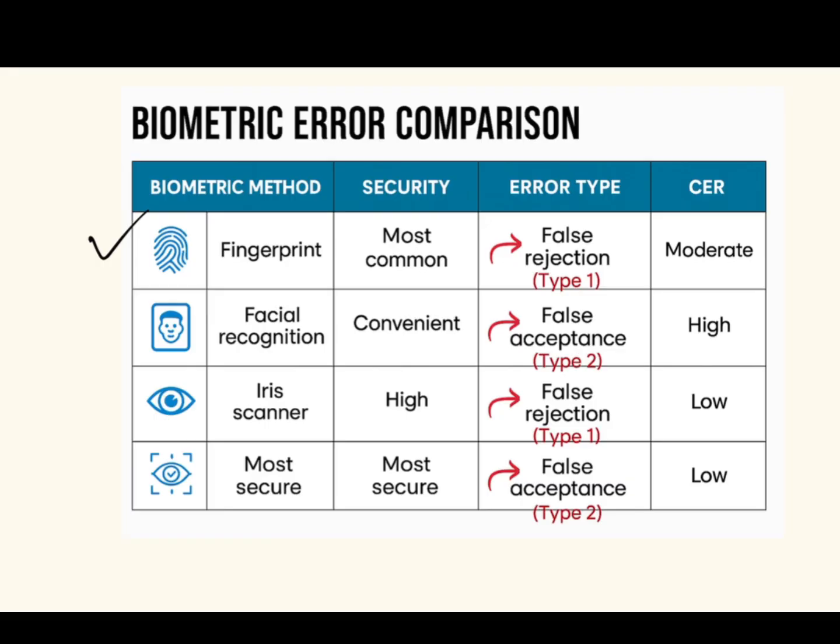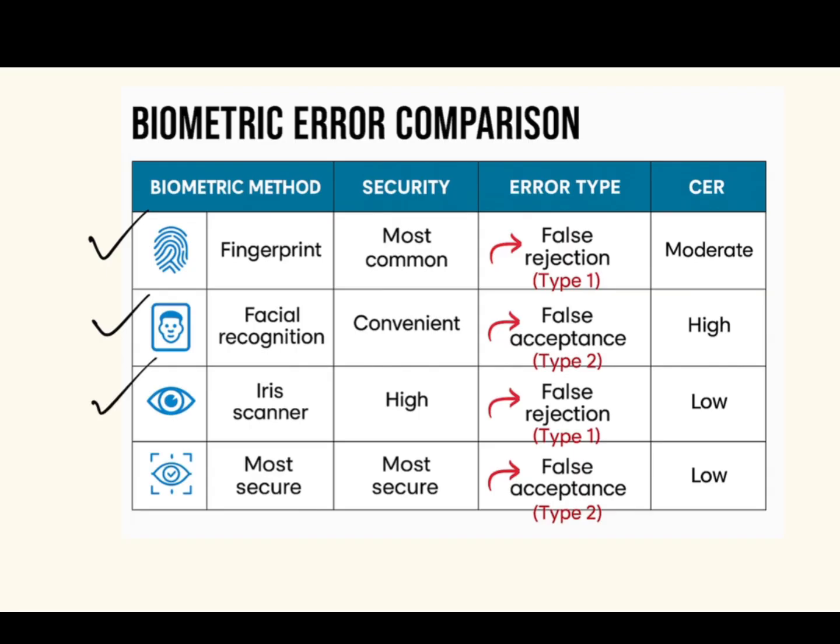The second one is facial recognition. Security is convenient, but the error is false acceptance. It might let unauthorized people in. We have a very detailed discussion on this false acceptance, FAR. CER is high, less accurate due to sensitivity to light, angles, or similar-looking faces. Someone with a similar face structure might unlock the device, right? So for face recognition, the false acceptance rate could be high, type 2.